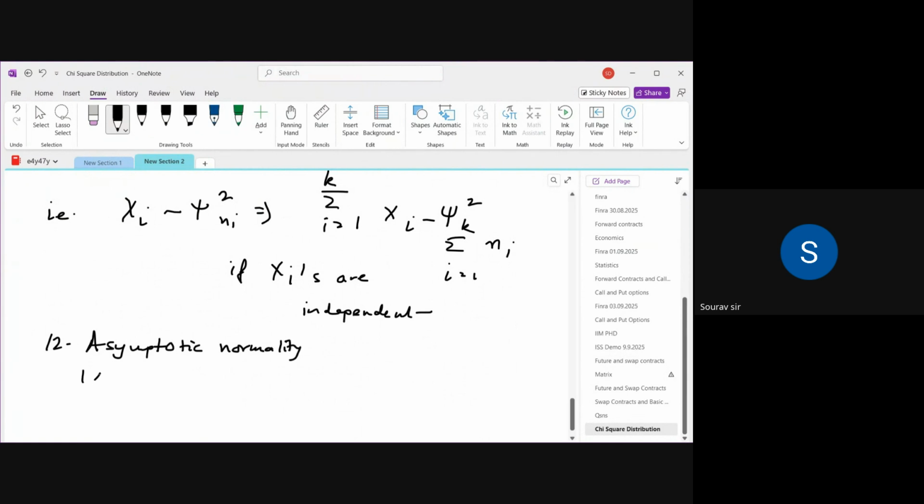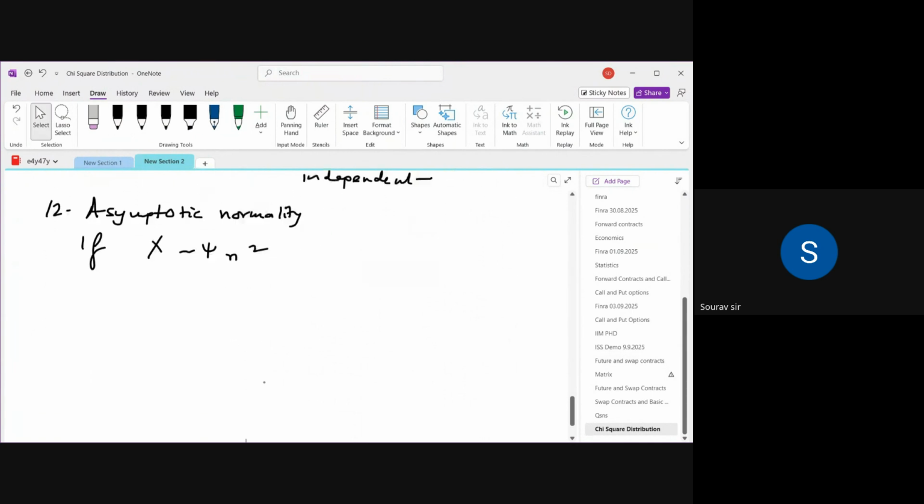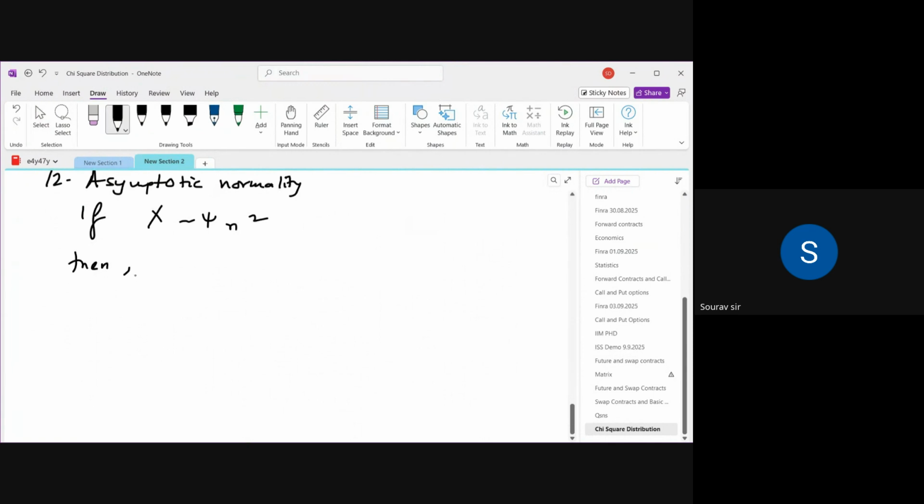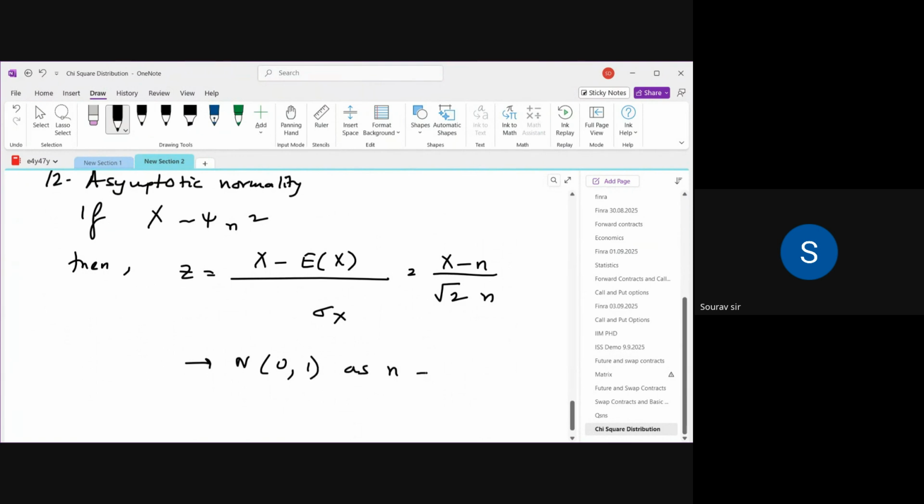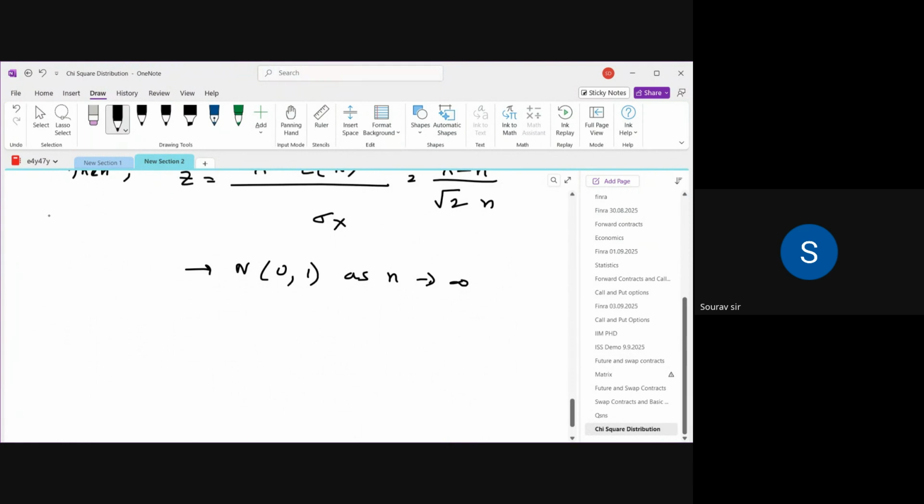Asymptotic normality. If n tends to infinity, then z is equal to x minus expectation of x by sigma x. So that is x minus n by root 2n, and that will be N(0,1) as n tends to infinity. For practical purposes, sigma square is 2n for large values of n. The approximation is fairly good for n greater than 30.